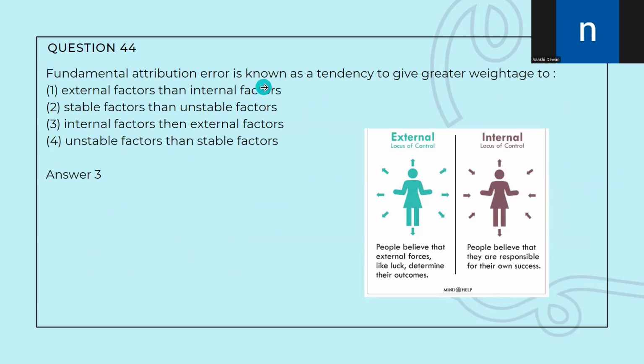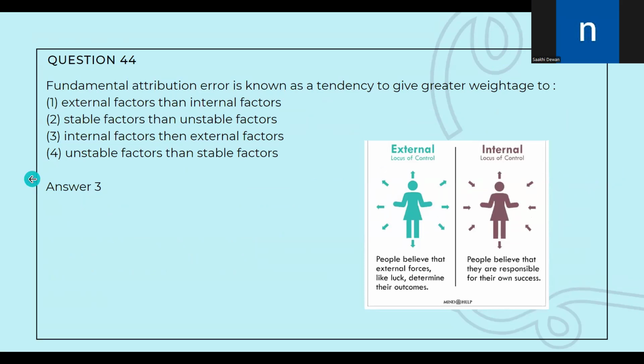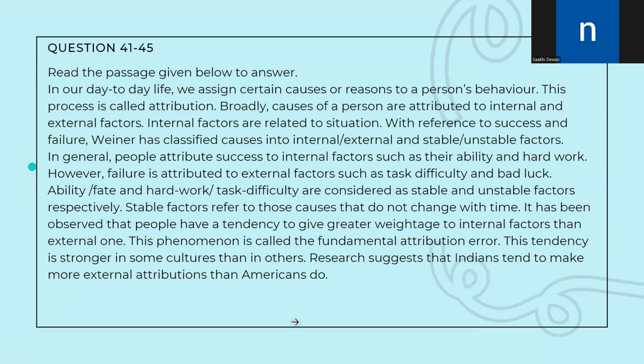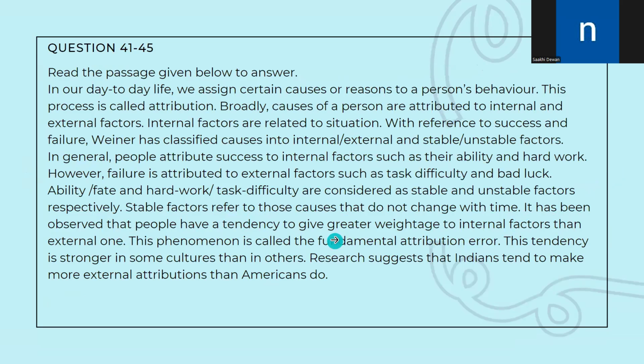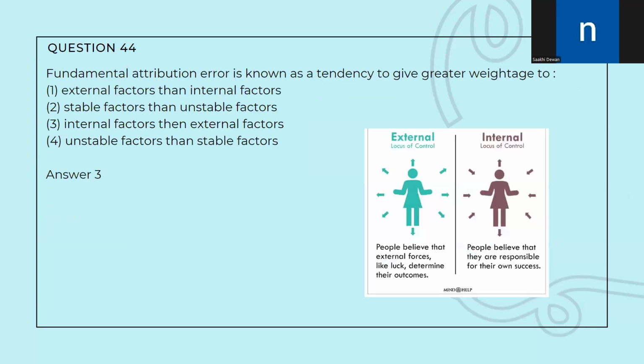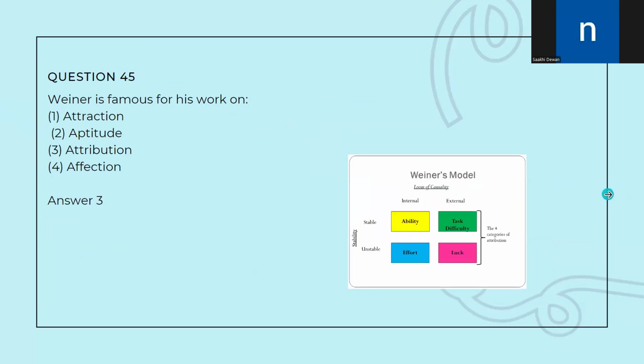Question number 44. Fundamental attribution error is known as a tendency to give greater weightage to. Again, when you refer to the paragraph, you can see that it has been observed that people have a tendency to give greater weightage to internal factors rather than external. This is referred to as fundamental attribution error. So the correct answer would be option number 3, giving greater weightage to internal factors than to external factors. Let us move to the last question in this passage.